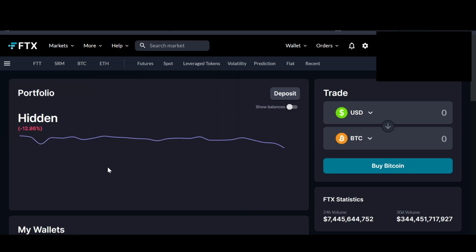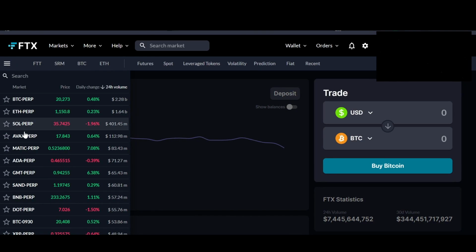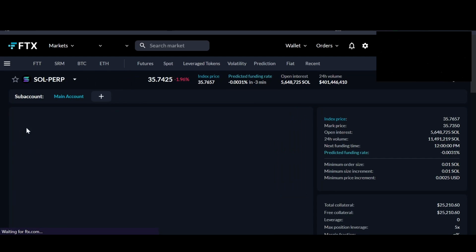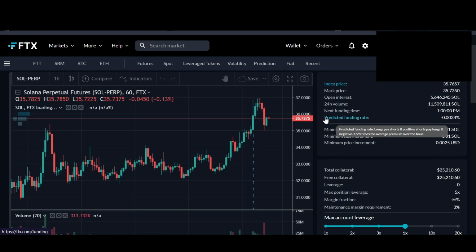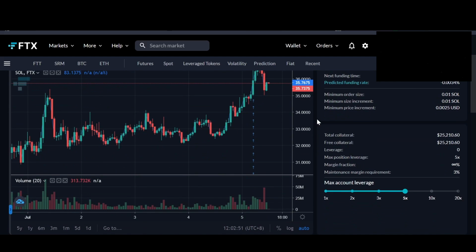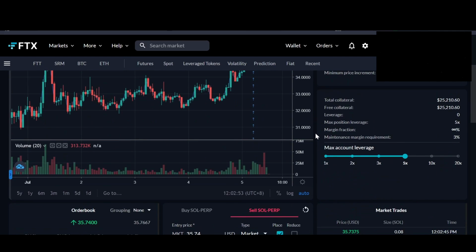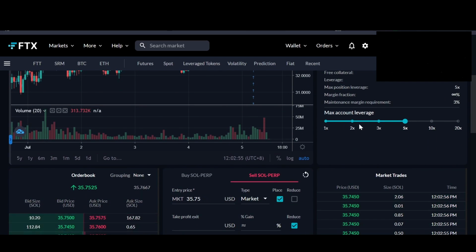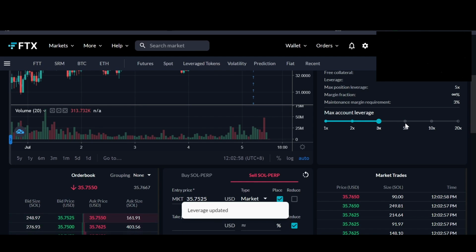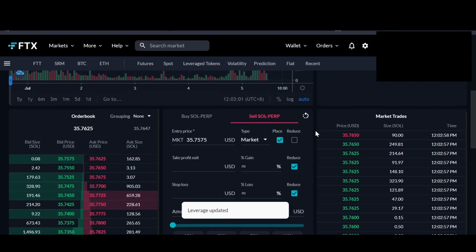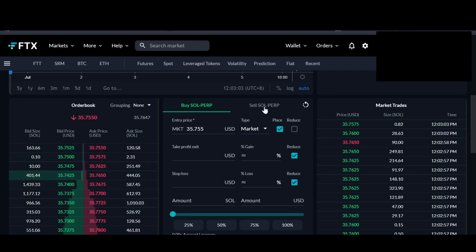But if you have Binance, that's also another good platform. So how do I do it? I go under futures, or you can search under all these. So how I trade, using Solana as an example: I click on Solana, you will see the price over here, and then simply put how much leverage you want. I'll usually use 3 to 5x. Then over here you can put buy or sell Solana.